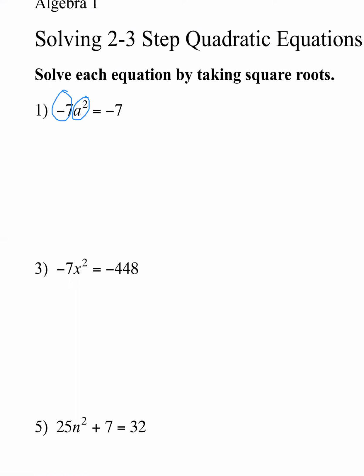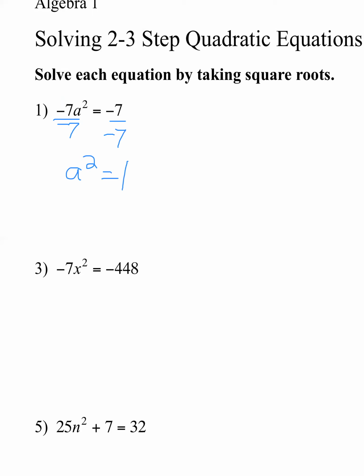So, how am I going to get rid of it? I know you might be tempted to say, oh, just add 7 to both sides, but that's not what you really want to do. It's -7 times a squared, right? So to undo multiplication, we need to divide. So I am going to divide both sides by -7. And now I get a squared equals 1.